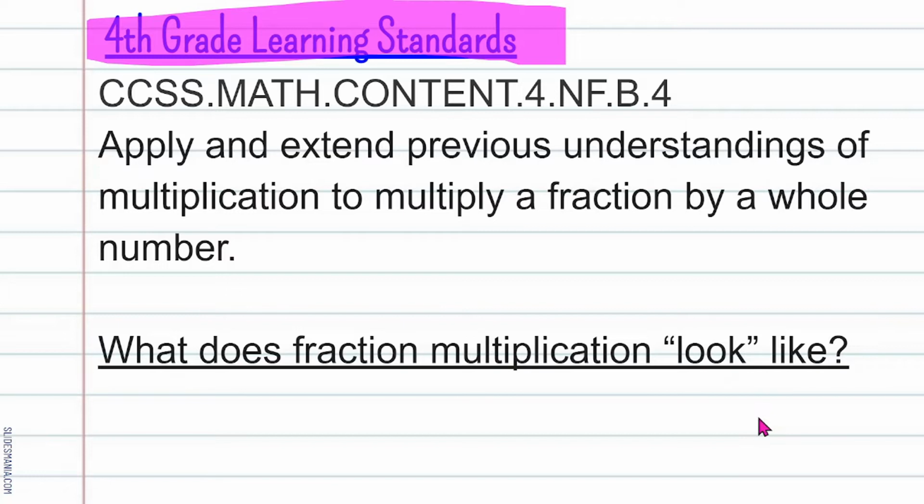This video, we are going to be working on multiplying fractions, and the overarching theme is applying and extending previous understandings of multiplication to multiply a fraction by a whole number. But before we can get to all that, this is the practice problems video for what does fraction multiplication look like. We are going to be helping you understand what that repeated addition looks like and how that relates to multiplication.